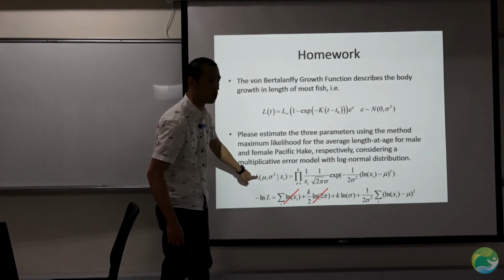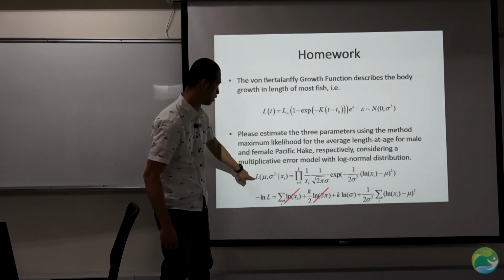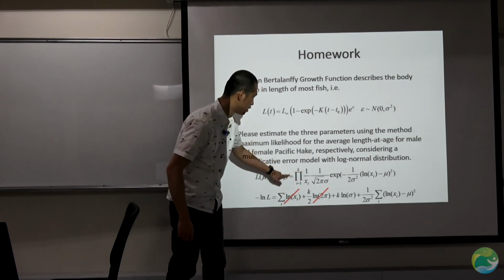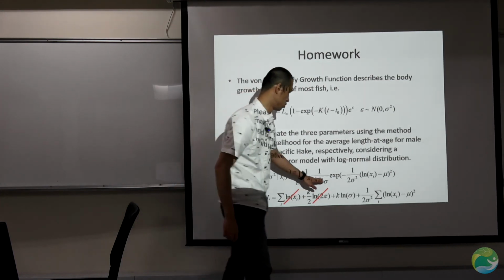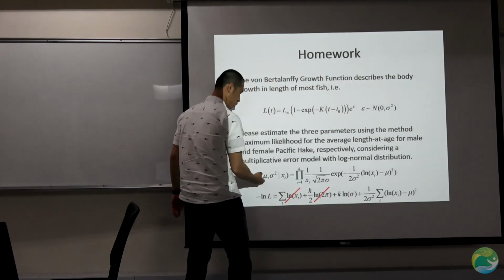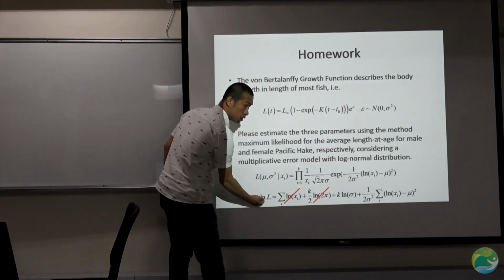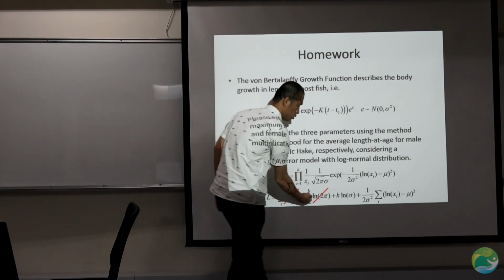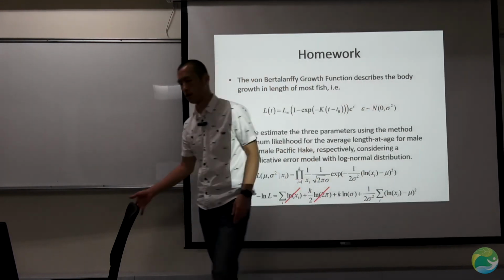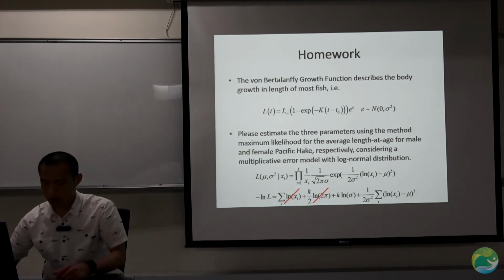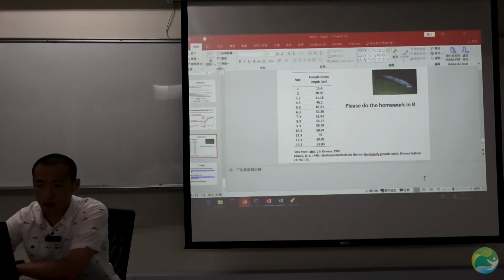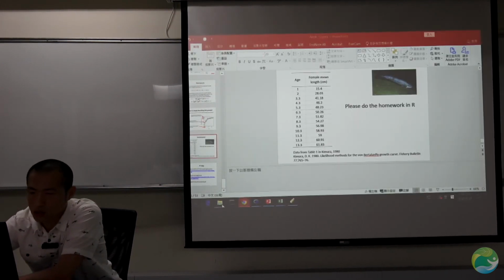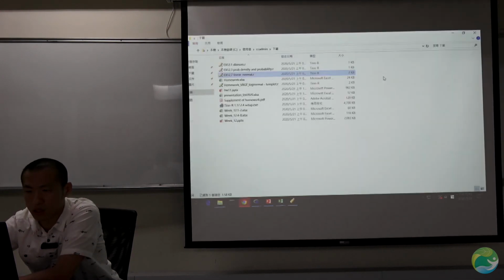This is the PDF for the log normal distribution, okay? If you have many observations, this one is the total likelihood, and this one is the negative log likelihood. So please do the homework in R. This is a little bit challenging, but I give you an example of the homework in here.